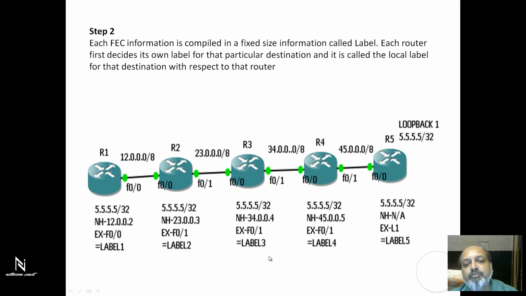And another thing, I have named the labels, right? Label 1, 2, 3, 4 and 5. In reality, you will never find labels having names. In fact, they have numbers. Their numbering starts from 16, right? When we do the practicals, we will understand that much more clearly. For the time being, let us consider the labels as having names.